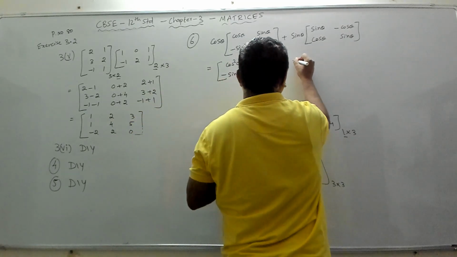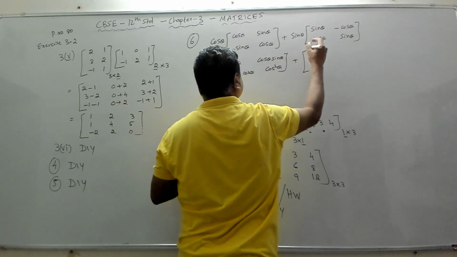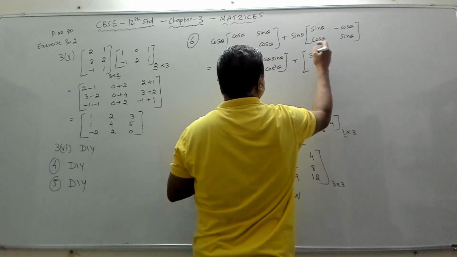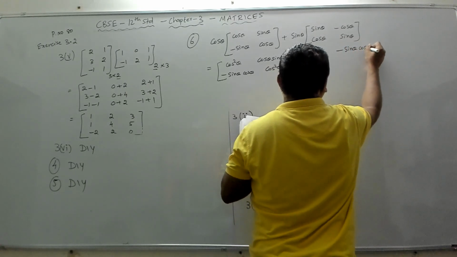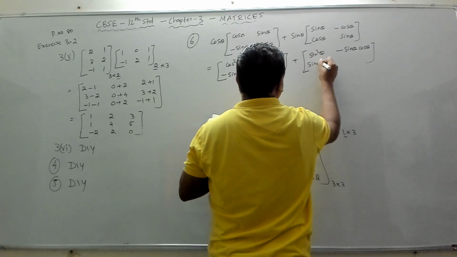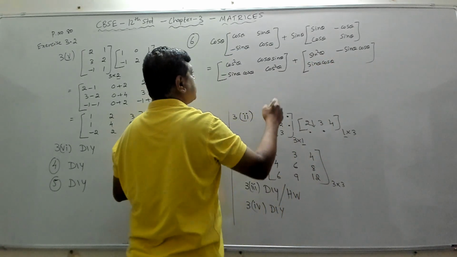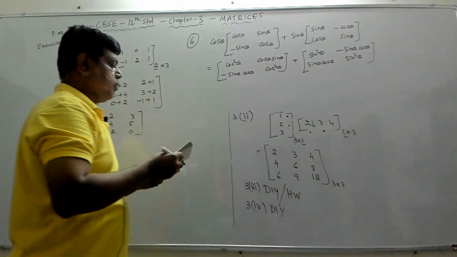Plus, again you have to multiply each element with the sin theta. So sin theta into sin theta is sin square theta. Sin theta into minus cos theta is minus sin theta cos theta. Then sin theta into cos theta is sin theta cos theta. And sin theta into sin theta is sin square theta. Fine.